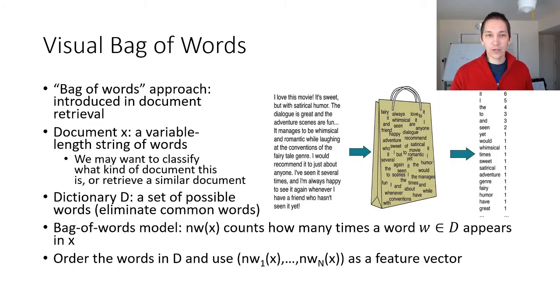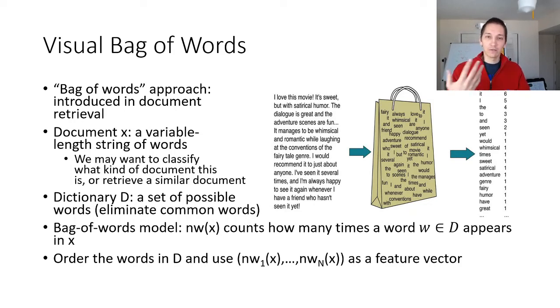Visual bag of words comes from the bag of words approach from document retrieval. The idea is that if you have some document that has a variable number of words, just like in images we have variable numbers of features, we can try to classify what type of text this is. We might want to predict its class, or retrieve a document similar to this query string. So the idea is that we'll come up with a dictionary of possible words. Now, these dictionaries should probably eliminate very common words that are not very predictive of whether a text means one thing or another. So, for example, small words like a, the, etc. can be eliminated.